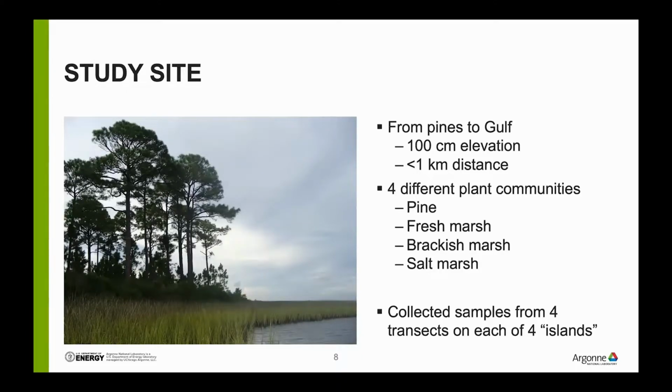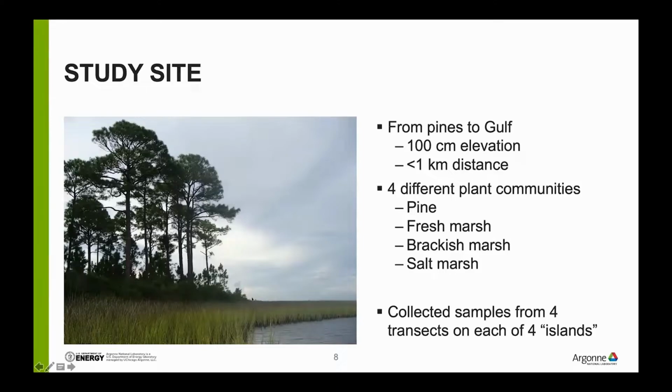And along these gradients, we see that there are 4 different plant communities. You can't capture all of them in the picture here, but there's the pines here, there's salt-tolerant grasses here, there's a mixture here, which you can kind of see the taller grass, of brackish marsh species, so a little bit more diversity. And then in between, which you can't really see in the picture, is a fresh marsh, which has a lot more species, a lot more diversity in this system.